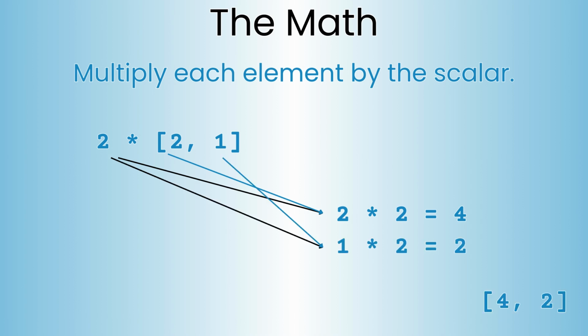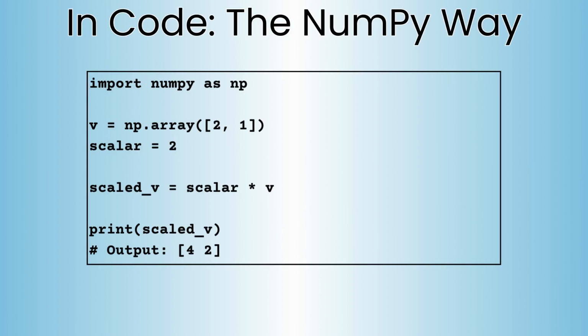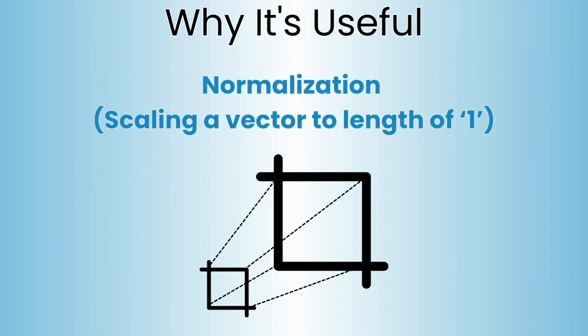And here is how we do it in NumPy. Create a NumPy array for a vector 2, 1 and initialize a scalar 2 in this example, and we simply multiply the vector with the scalar. This gives us the scaled vector 4, 2. This is useful everywhere in machine learning, especially for something called normalization, where we might scale a vector down to have a length of 1.